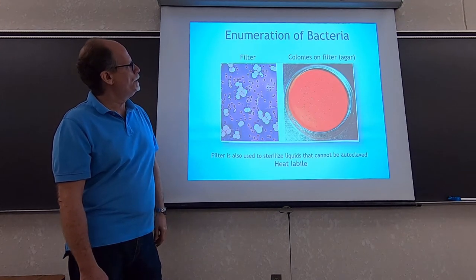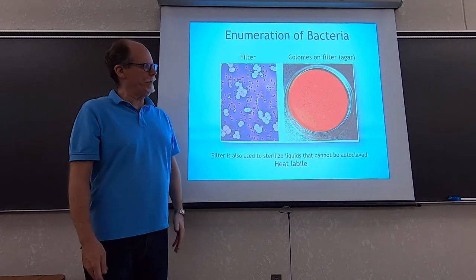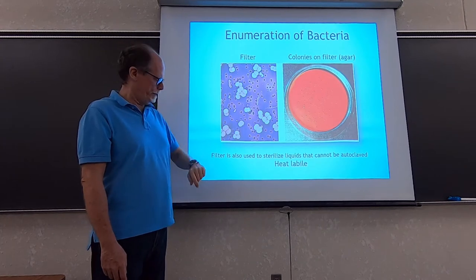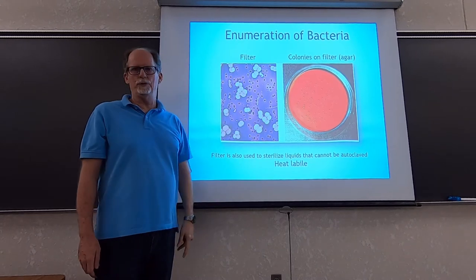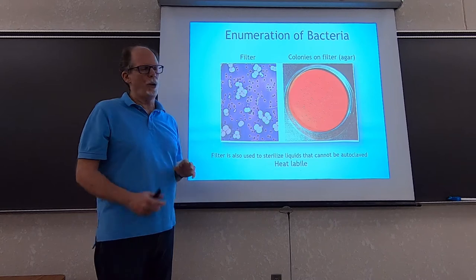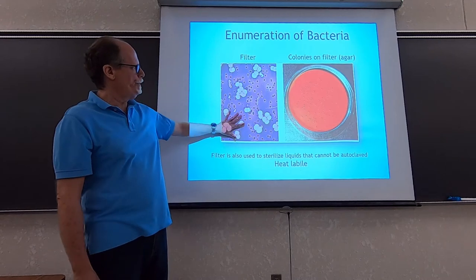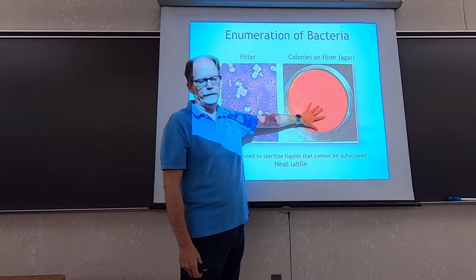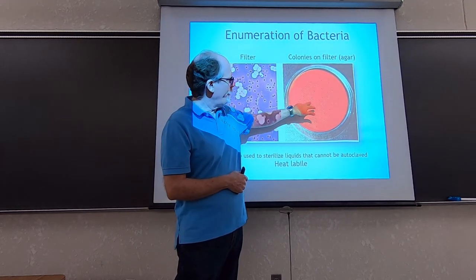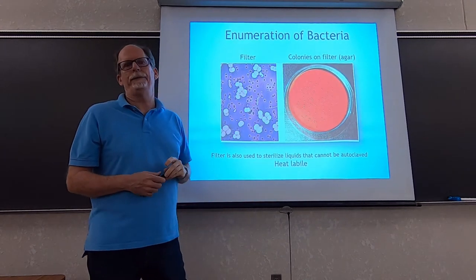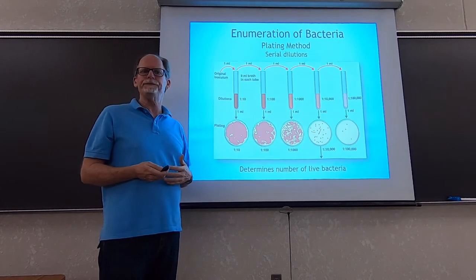So if we wanted to enumerate bacteria, we could filter, say, a liter of water and run it through a filter that looks like this. The white guys are individual bacteria, and the black dots are holes in the filter. So the water goes through the holes and traps the bacteria on the filter. When you're done filtering a liter of water, you can put it on a food source for them, and then they divide and grow into colonies. Each colony represents one bacteria that was left on the filter, and that gives you a rough idea of how many bacteria were in that liter of water.